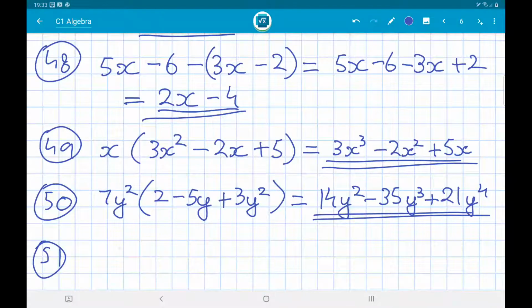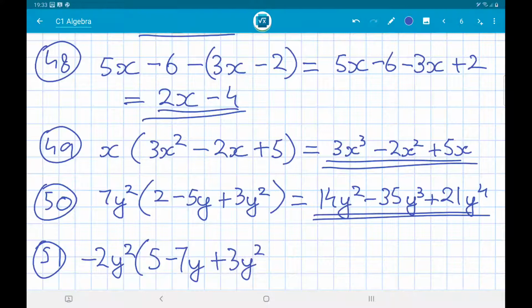51, minus 2y squared, 5 minus 7y plus 3y squared. Okay, which would equal 10, sorry, minus 10. Is there a positive number there somewhere? I think that one's a positive. So you just start with a positive, which makes it easier to think and to lay it out.